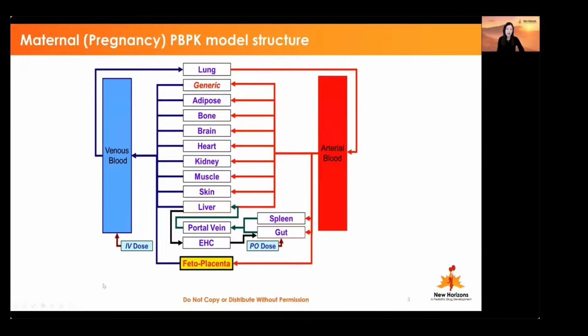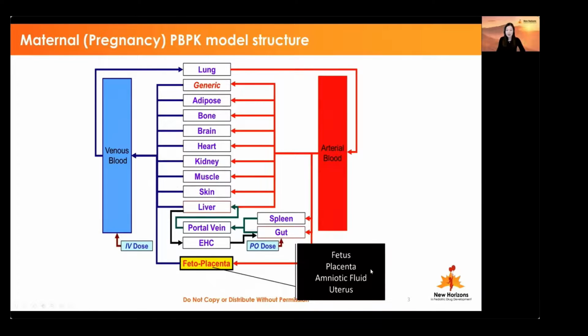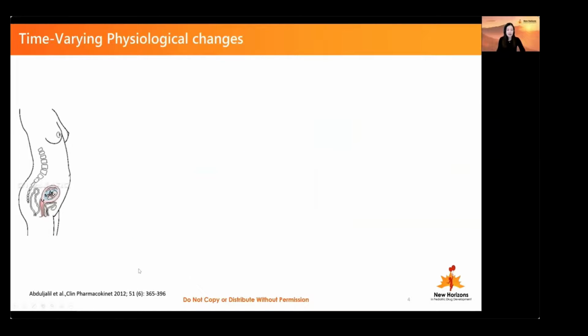And here is a schematic representation of a maternal pregnancy PBPK model. You can see that this is based on the full PBPK model, which defines all the key tissues or organs in the body, with the inclusion of this fetal placental unit. This fetal placental unit is essentially a lumped compartment that represents fetus, placenta, amniotic fluid, and uterus. Within this PBPK platform, various time-varying physiological changes are incorporated.